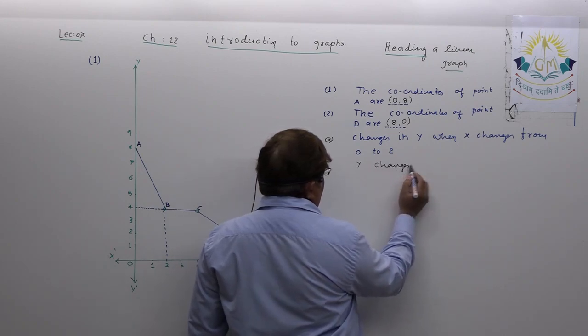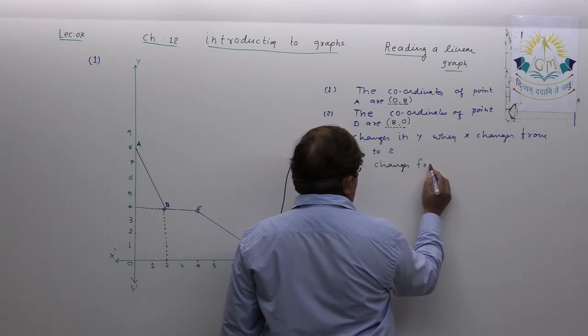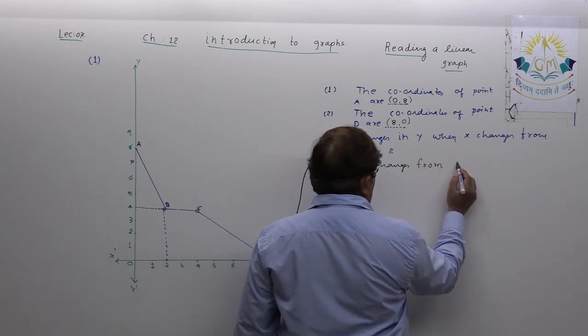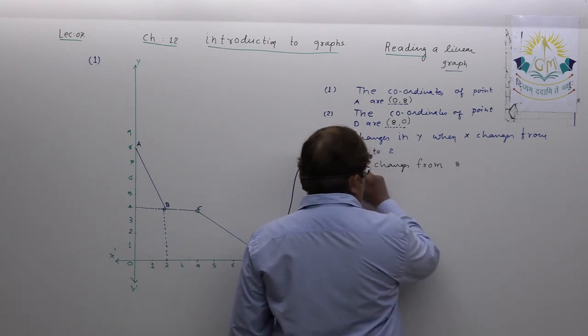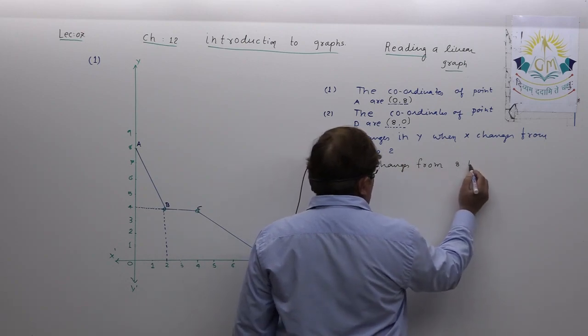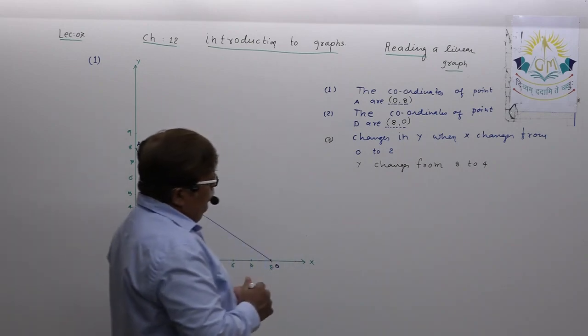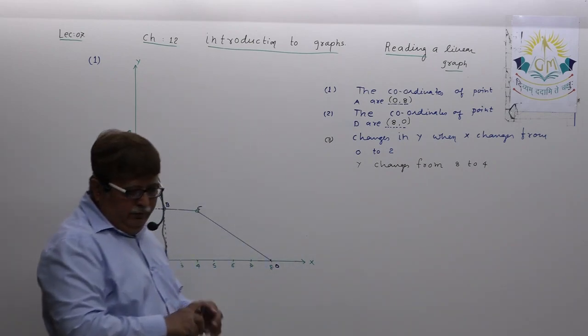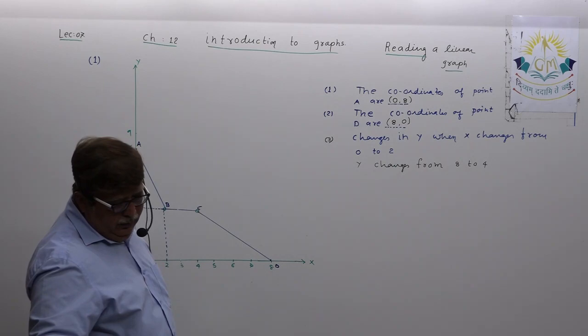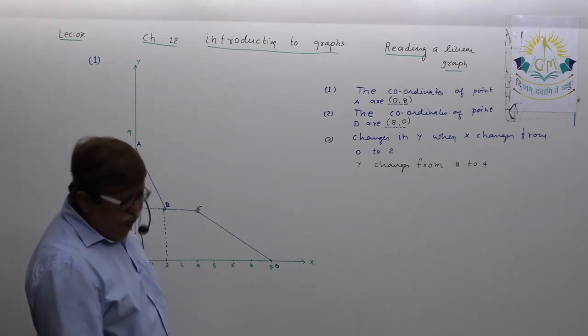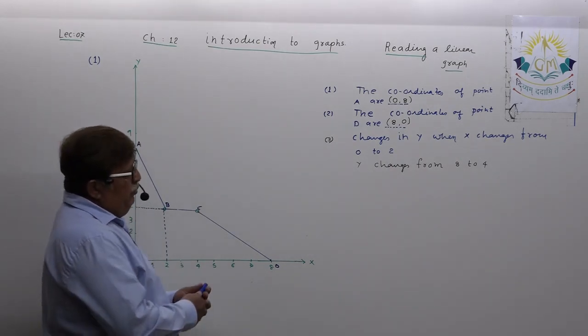Y changes from 8, when x is 0, y was 8, to 4. You understood this? Y changes from 8 to 4. Is it clear in your mind?